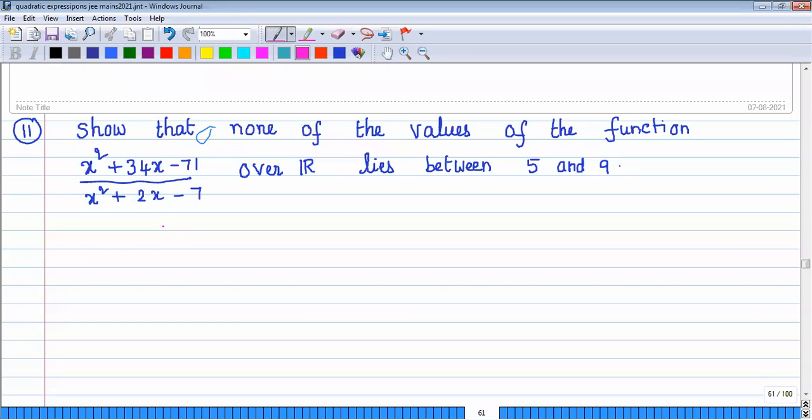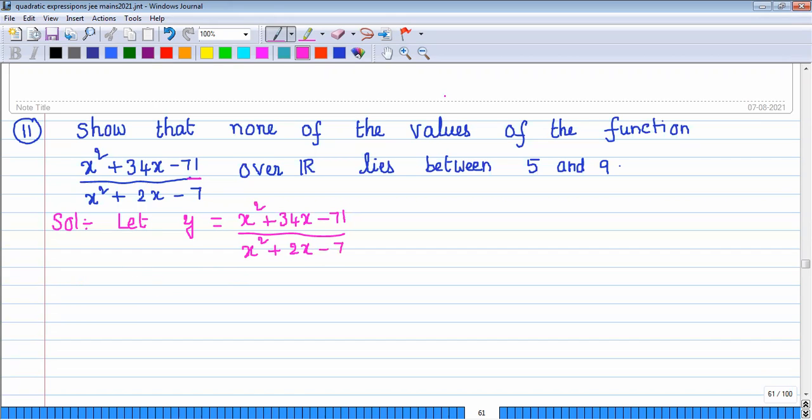Here it is 71. X square plus 34x minus 71 upon x square plus 2x minus 7. So first let us say y equal to x square plus 34x minus 71 by x square plus 2x minus 7.